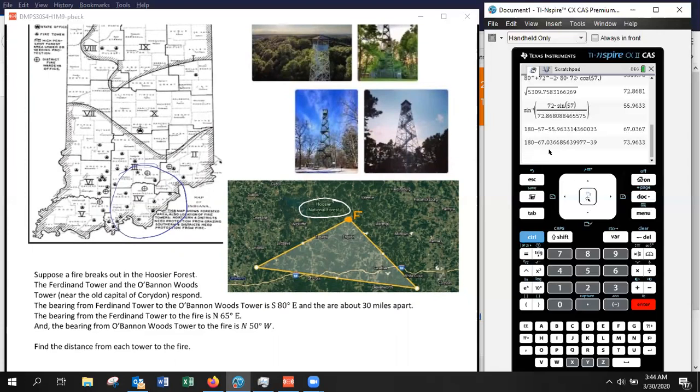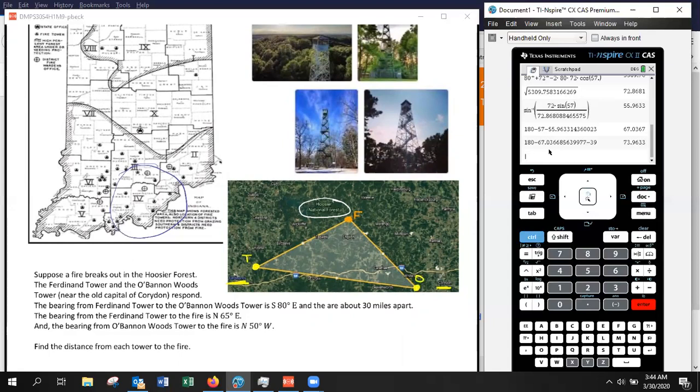The Ferdinand Tower and the O'Bannon Woods Tower, let's call attention to where those two towers are. First of all, in blue right here, that's Ferdinand. Let's call that P for the Ferdinand Tower. And then we have the O'Bannon Woods Tower, which is near Corydon. And just some Indiana history for you, that used to be the capital of Indiana. Let's call that O for the O'Bannon Woods Tower. Those two towers respond to the fire.